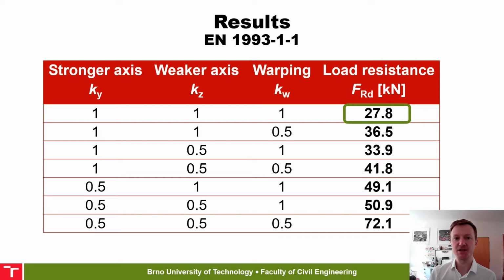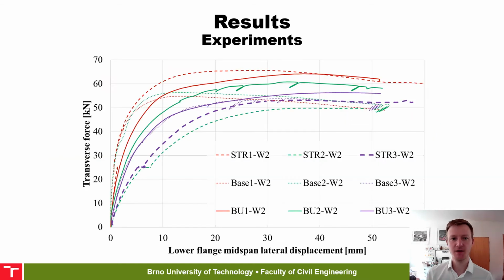The inclined stiffeners restrain warping and probably help with the load resistance, but it is also not clear to what extent. Here are the experimental results. The beams without stiffeners are with dotted line. The beams with stiffeners welded prior to the tests are with solid line, and the beams with stiffeners welded under load are with dashed lines.